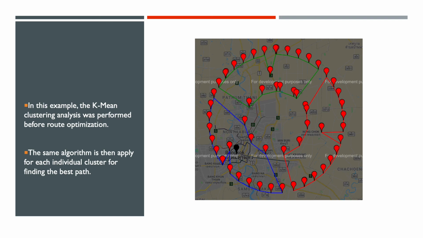In this example, k-means clustering analysis was performed first, before route optimization, to group the nodes into three sections. The same algorithm is then applied to each individual cluster for finding the best route.